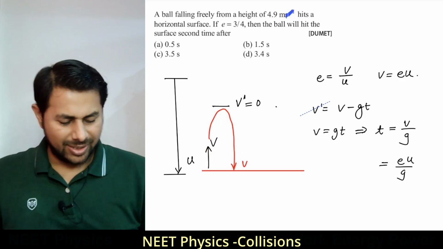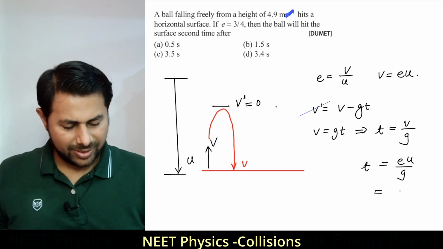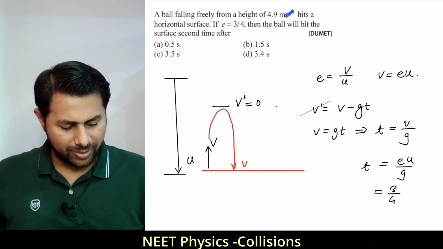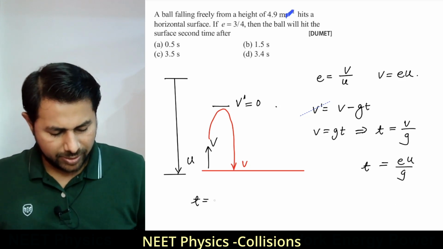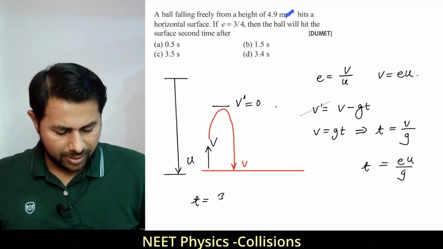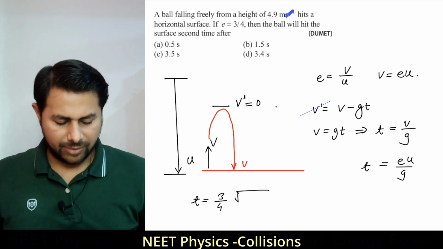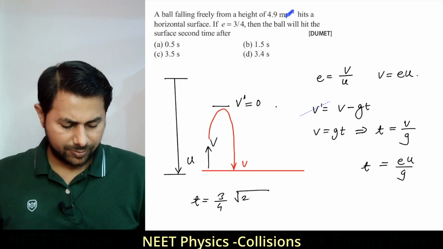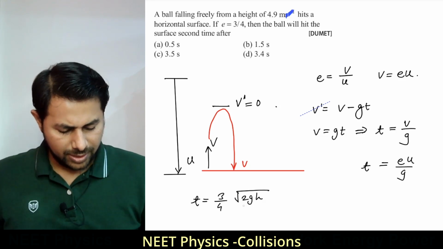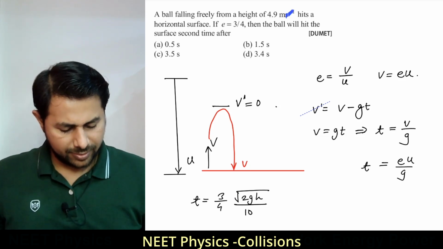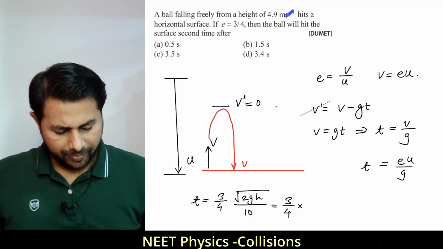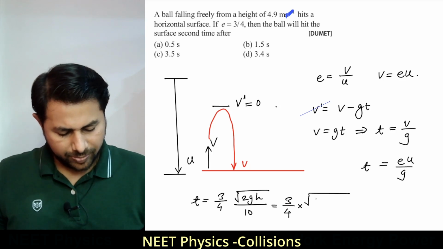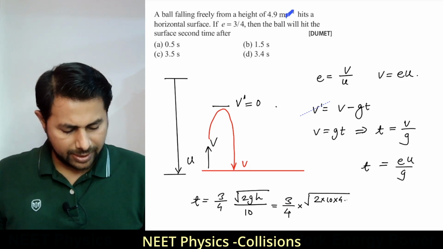So let's find it. t is equal to E, which is 3 by 4, multiplied by u, which is equal to root 2gh, and g is 10. So that is equal to 3 by 4 multiplied by root 2gh, which is the square root of 2 times 10 times 4.9.